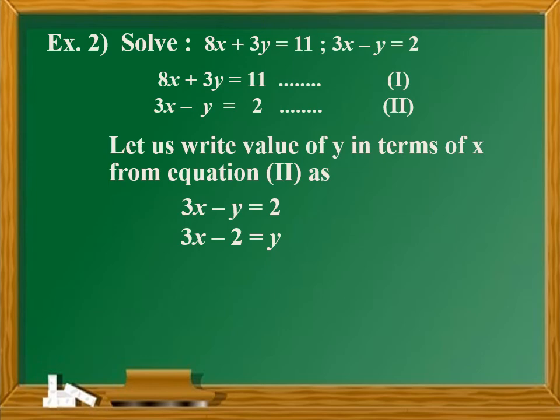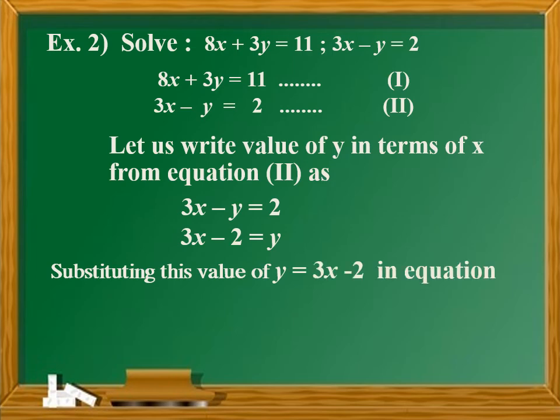In this way, we have found the value of y in terms of x. Now, we will substitute this value of y in equation 1. Substituting y = 3x - 2 in equation 1, first we write equation 1 again. So, 8x + 3y = 11. This is equation 1. Now, put the value of y = 3x - 2 in equation 1. We get 8x + 3(3x - 2) = 11.